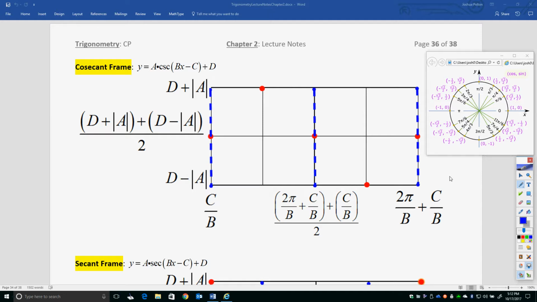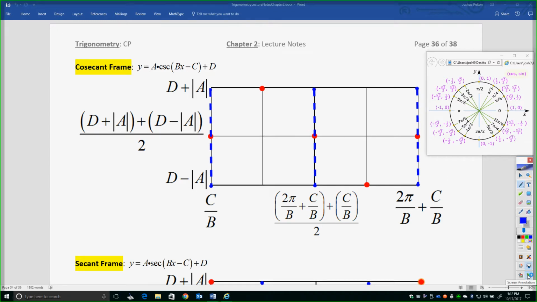Okay, so what you notice about the cosecant, secant frames is they are exactly the same formulas as the sine and cosine frames, because they're reciprocals, of course. So, what we notice is that the cosecant frame is the reciprocal, 1 over sine.